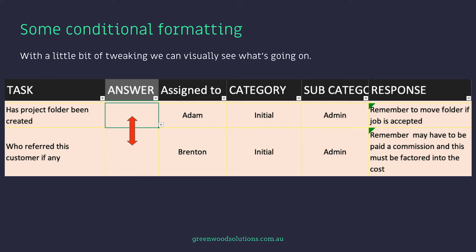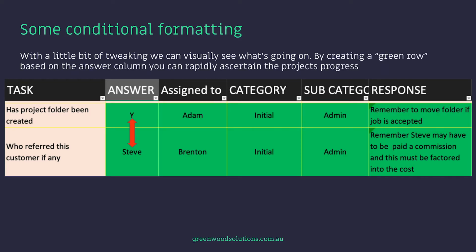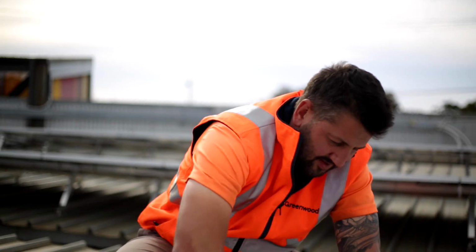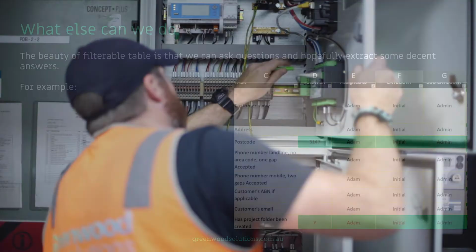Now with a little bit of tweaking, we can visually see what's going on. By creating a green row based on the answer column, you can rapidly ascertain the project's progress. Obviously, in a commercial solar project, there is a multitude of tasks, and who is assigned to each task is an incredibly important metric. What else can we do?